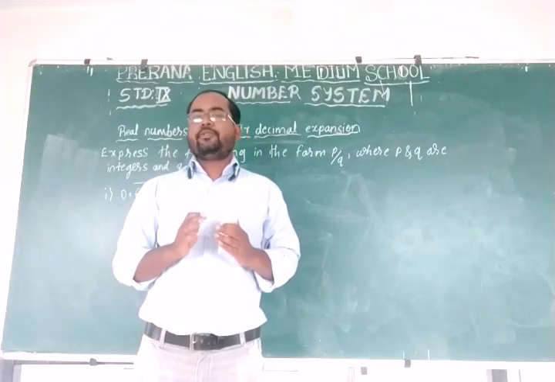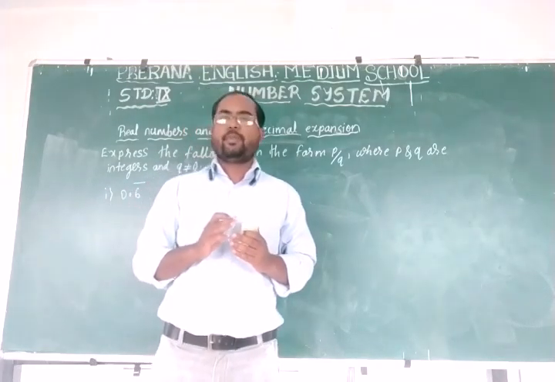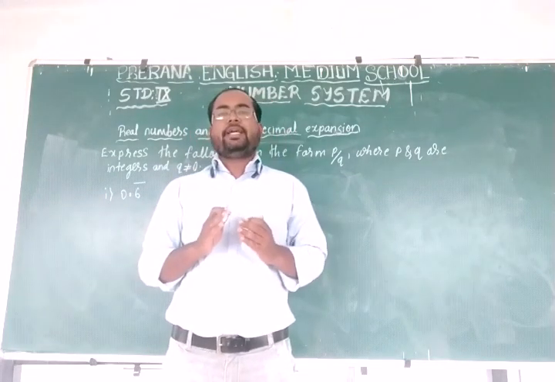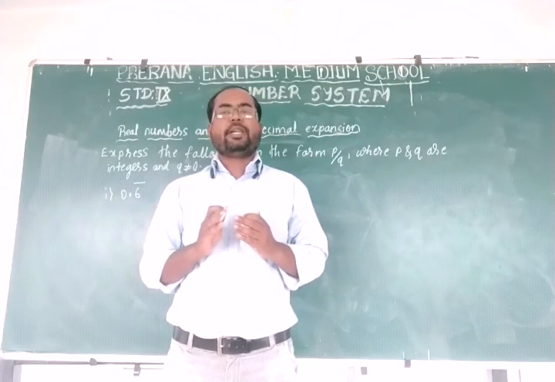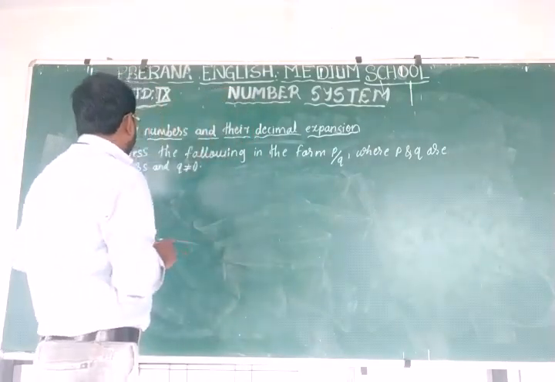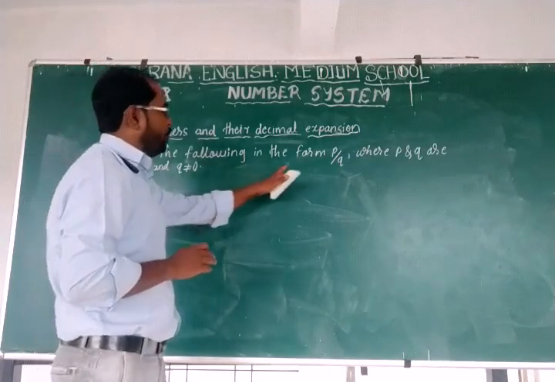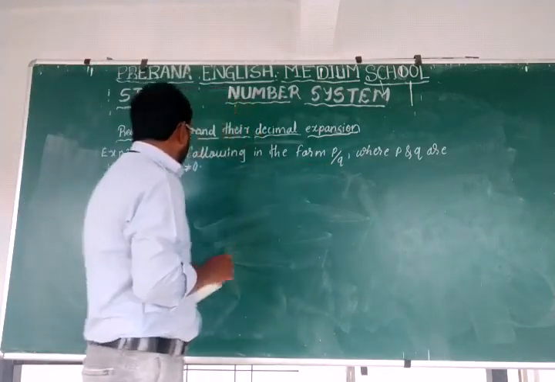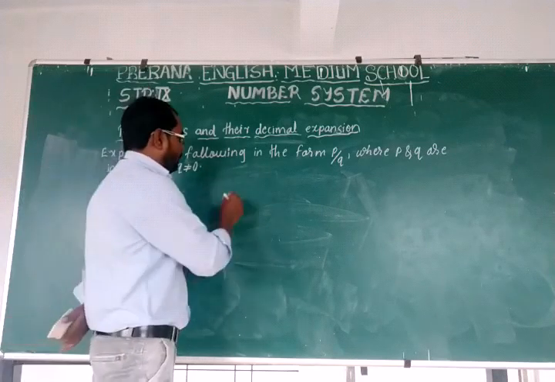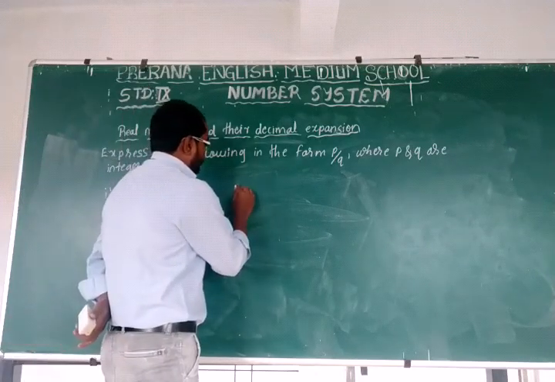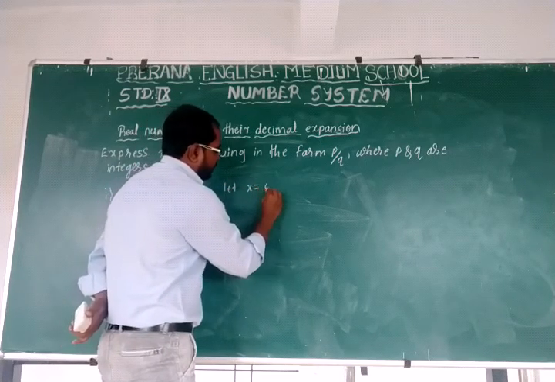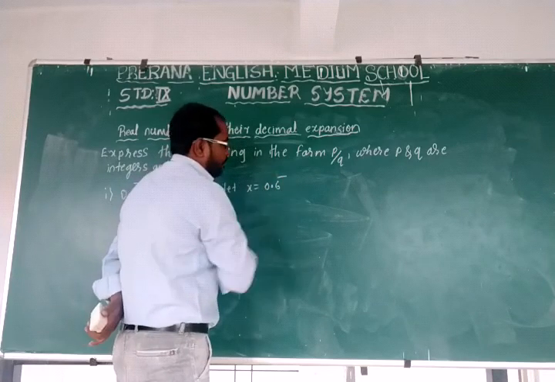So we already started with the chapter Number System, and in our previous class we saw the difference between rational and irrational numbers based on the decimal expansion. So now we'll continue with the next example. Express the following in the form p by q, where p and q are integers and q is not equal to 0. So first, let x is equal to 0.6 bar.